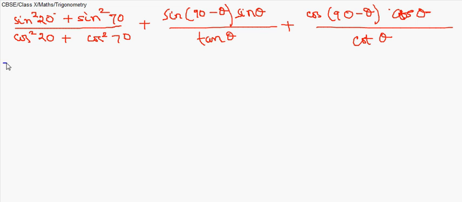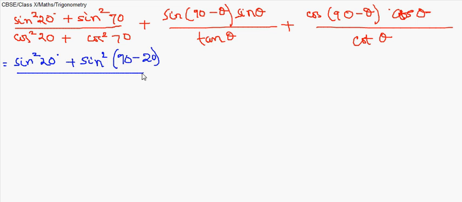I'll write it here. Now sine square 20 plus sine square 70. I have to change it to a common platform wherein I can apply the identities. So I'll change sine square theta, and this can be expressed as sine square 90 minus theta, so that makes it sine 90 minus theta. That gives me 70. Herein I will be keeping it as it is, plus cos square 70.